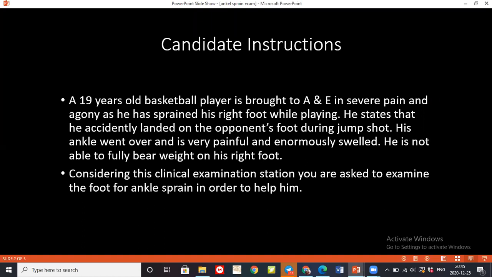I'll enter the room, wash my hands, greet the patient, and introduce myself. I am Dr. Nadeem, one of the surgical candidates, and I'm supposed to examine your right foot, in which I will look, feel, and do some special tests. If you have any pain, just tell me in time, and even during the examination you can stop me at any time if you feel uncomfortable. Is that alright with you?